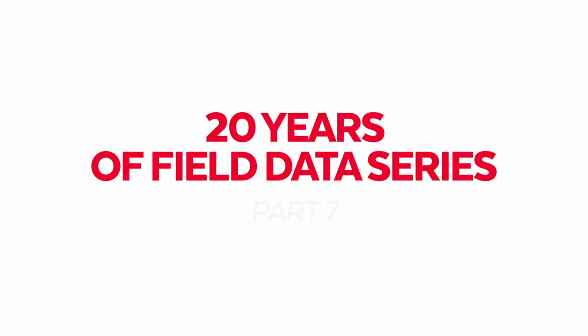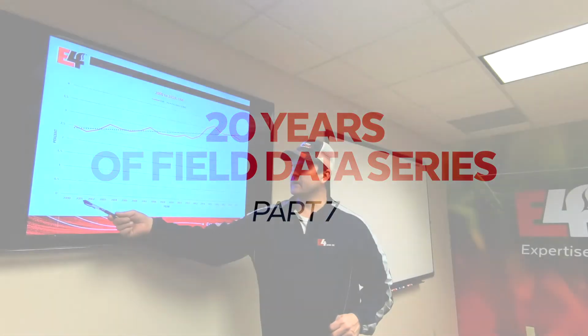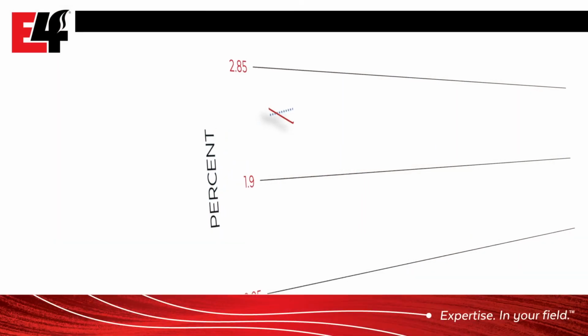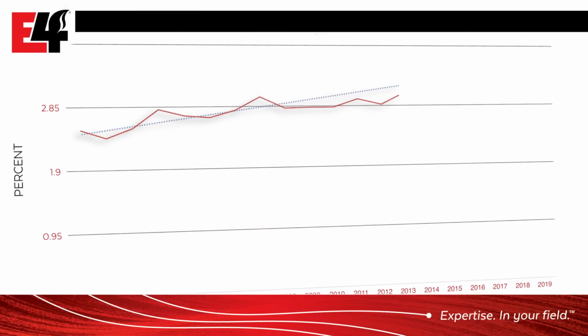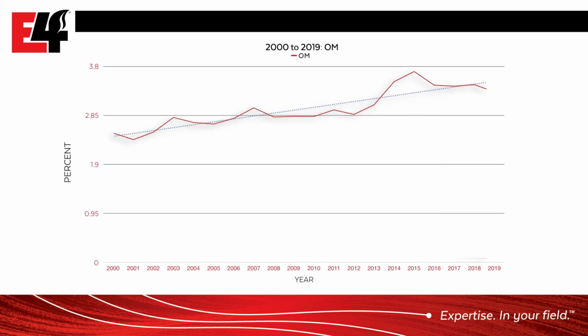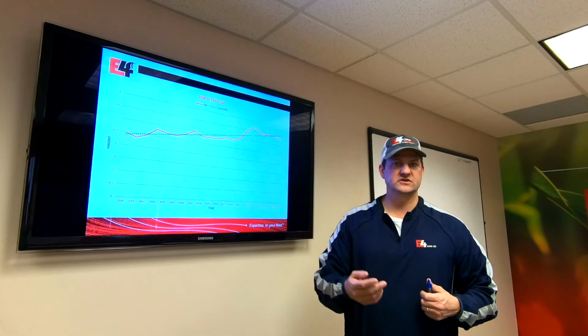Our next segment I want to talk about is organic matter. So you can see here in the last 20 years, we can see the trend of organic matter increasing, which is a great thing. Increasing organic matter is also a part of increasing your yield ultimately. Some crops are a little more sensitive to organic matter, such as soybeans.